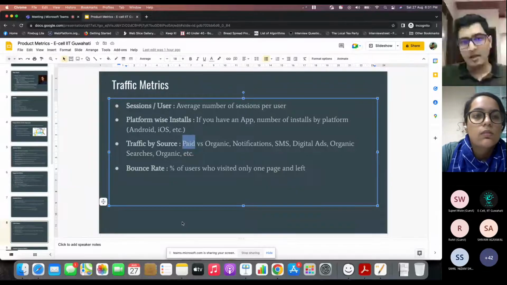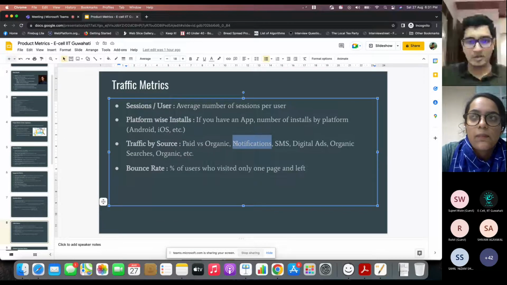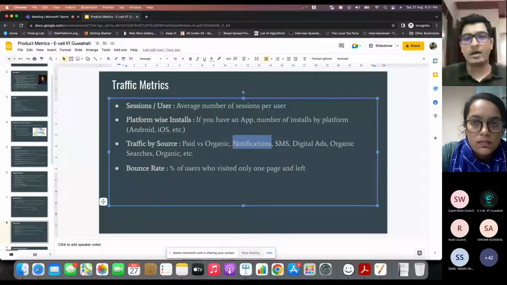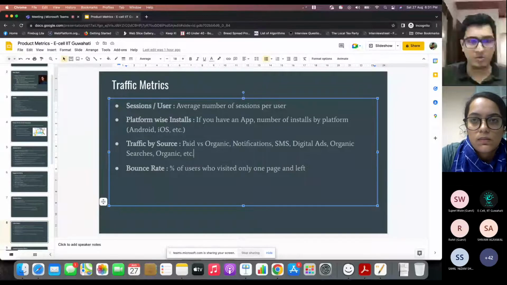And then you could also generate traffic from own media. Own media is typically emails, SMS, push notifications, and these days WhatsApp as well. So how much traffic are you able to generate from these channels? So basically that is the traffic by source.